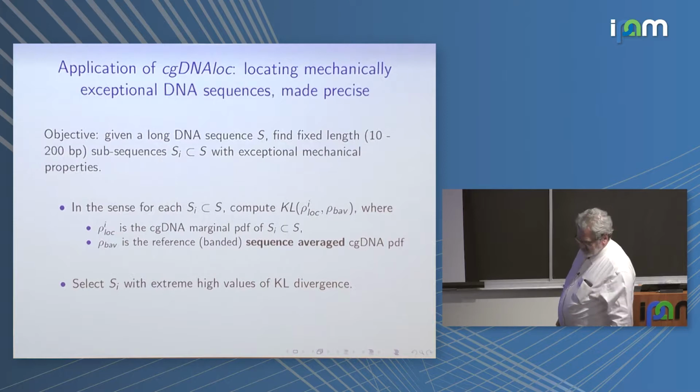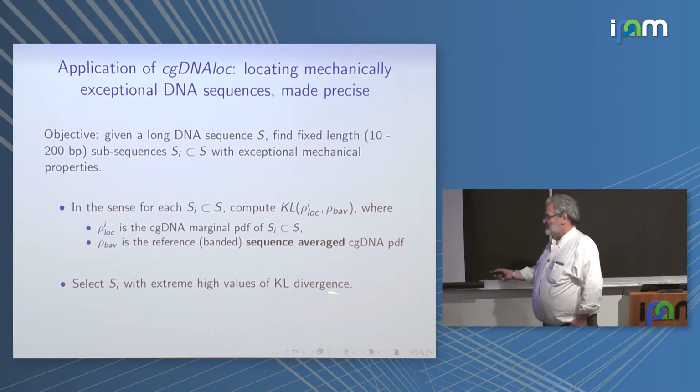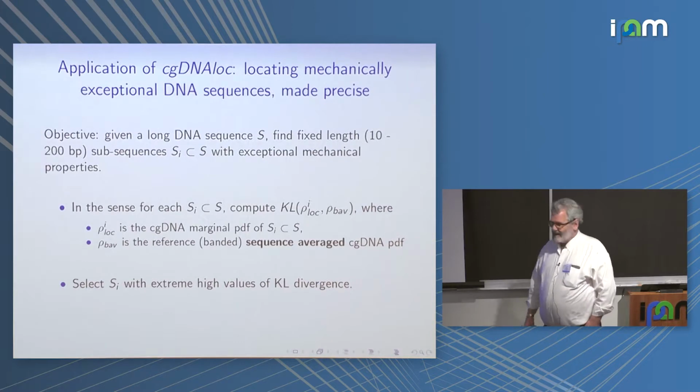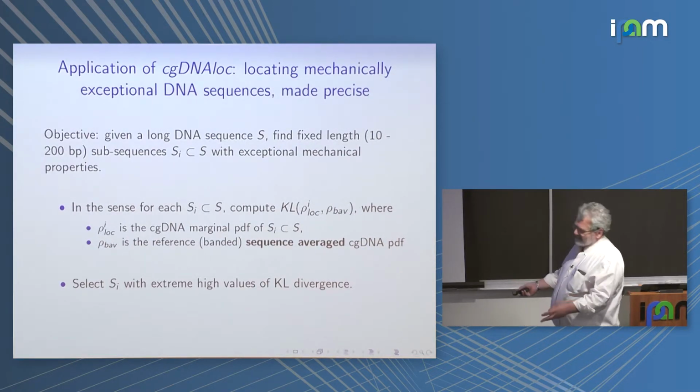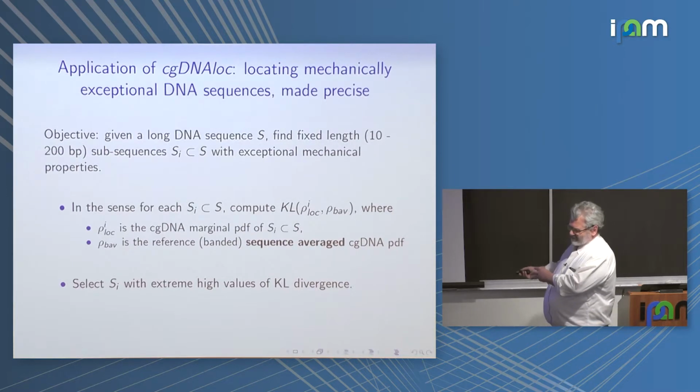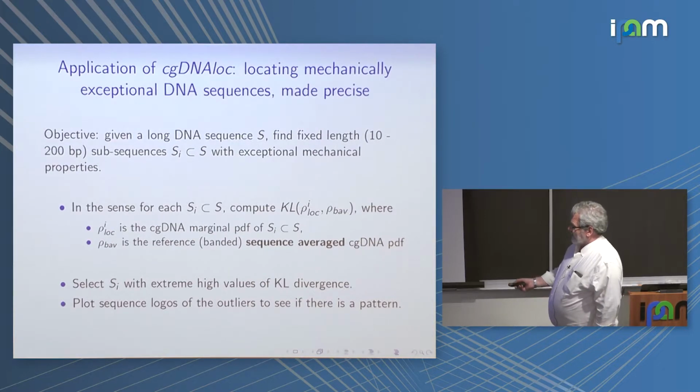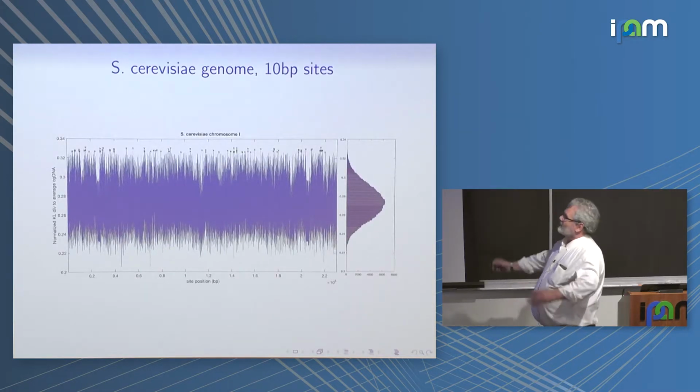One thing before I show you the nice result: KL divergence is an entropy, so it's non-dimensional, but you also need to scale it. So we talk about KL divergence per degree of freedom. If it's 10 degrees of freedom, we divide by 10. If it's 100, we divide by 100. So you just scale this unit of entropy by the number of degrees of freedom. Then we're going to identify the outliers, look at the sequence logos, and see if there's a pattern.